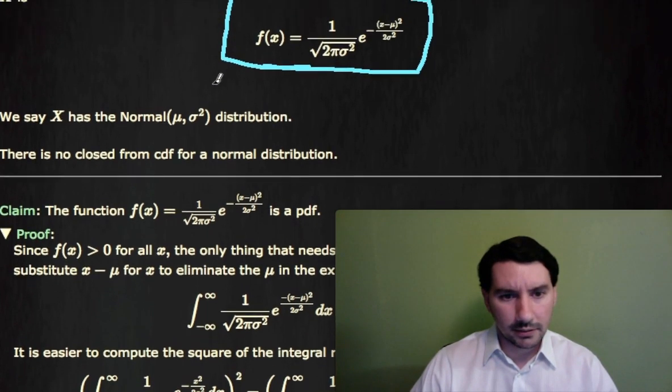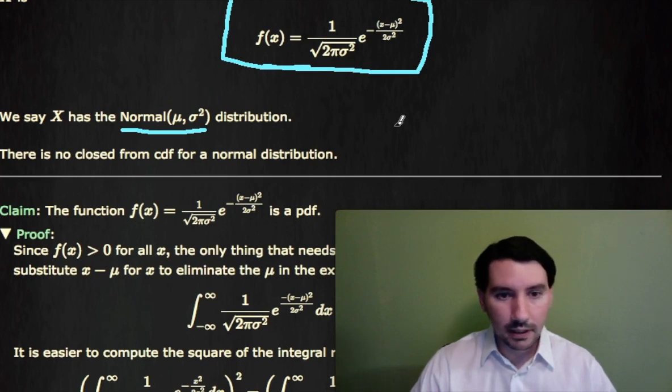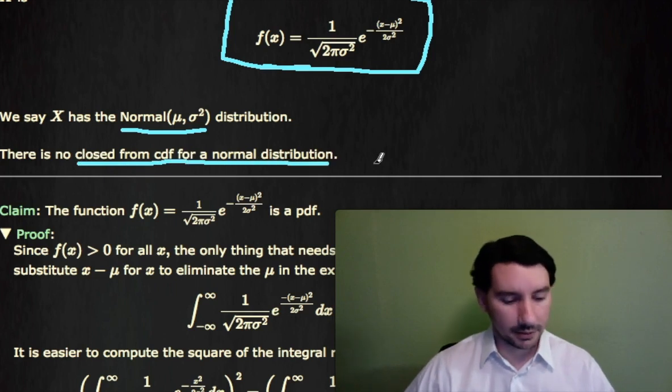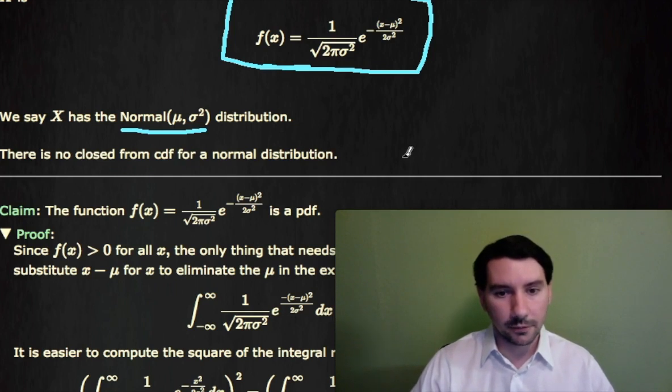So we say that x has the normal mu sigma squared distribution. Remember that the mean is mu, and sigma squared is the variance. And I also want to point out that there's no closed form CDF for the normal distribution, so don't try to integrate it over a particular interval, because you won't be able to find a closed form formula for the integral.